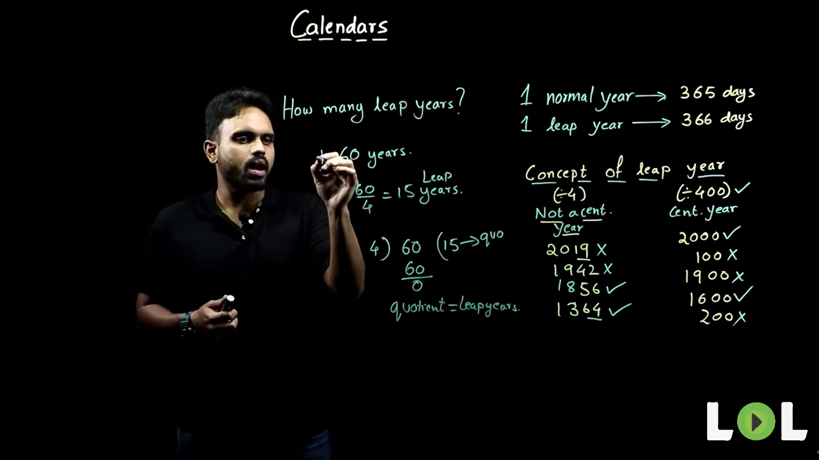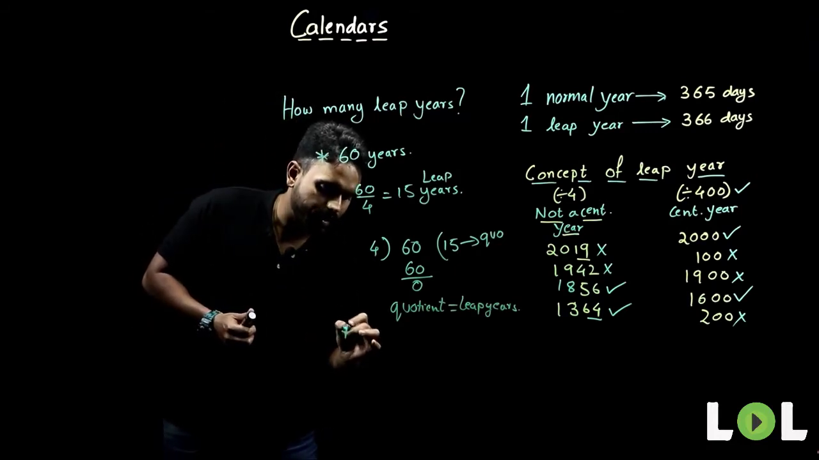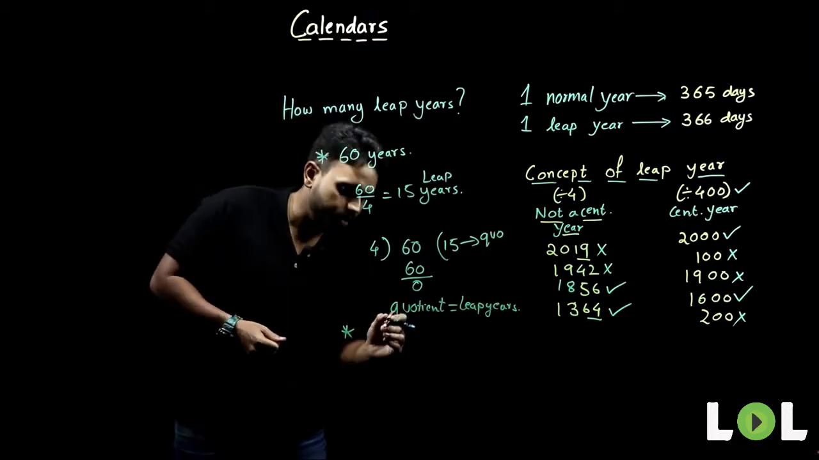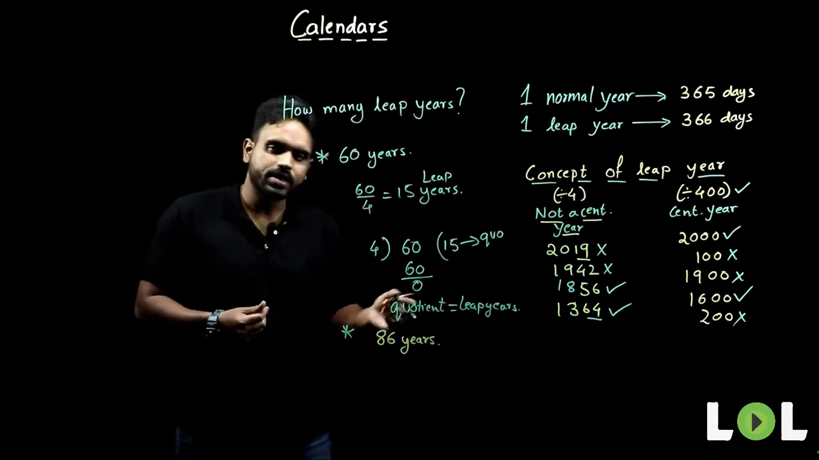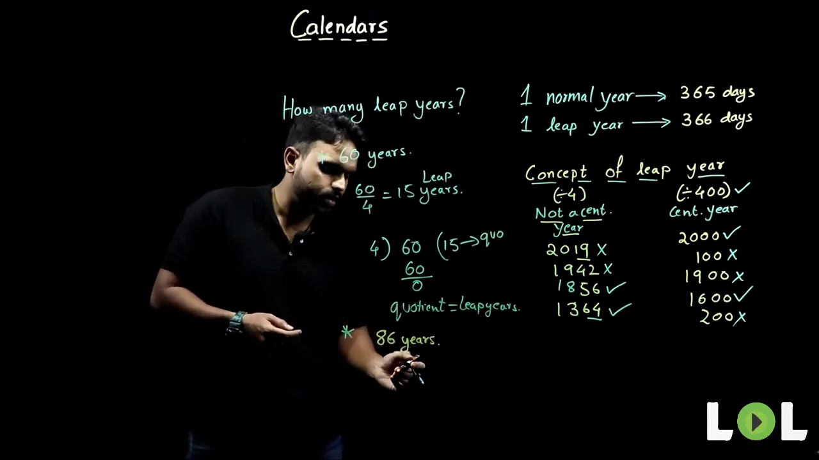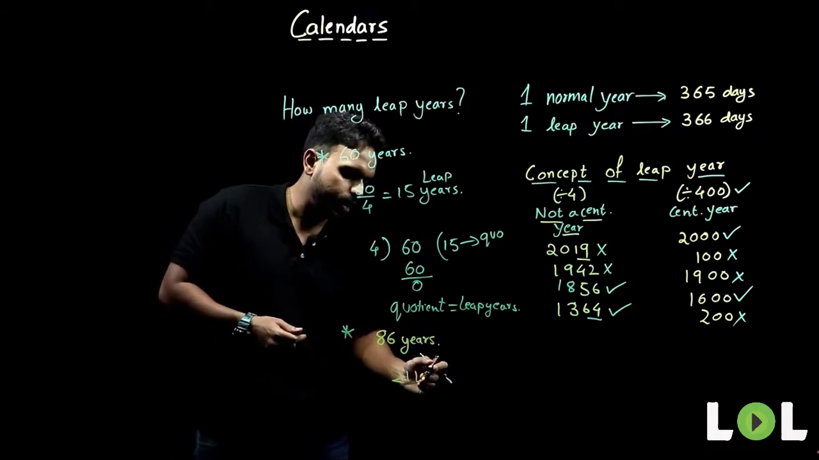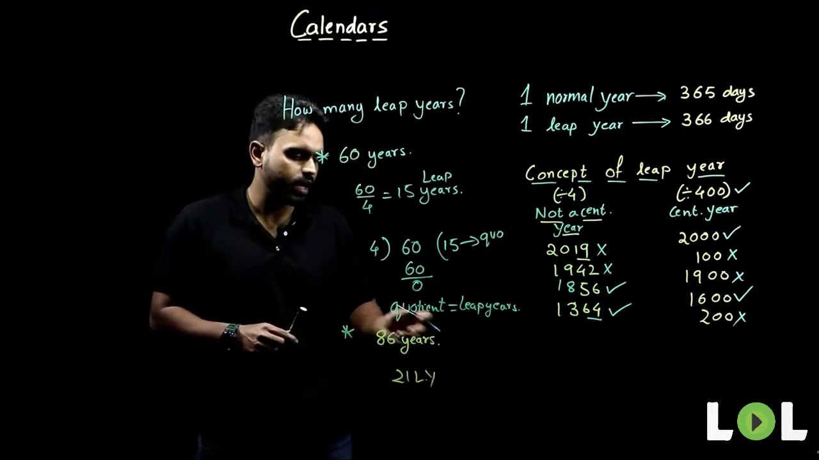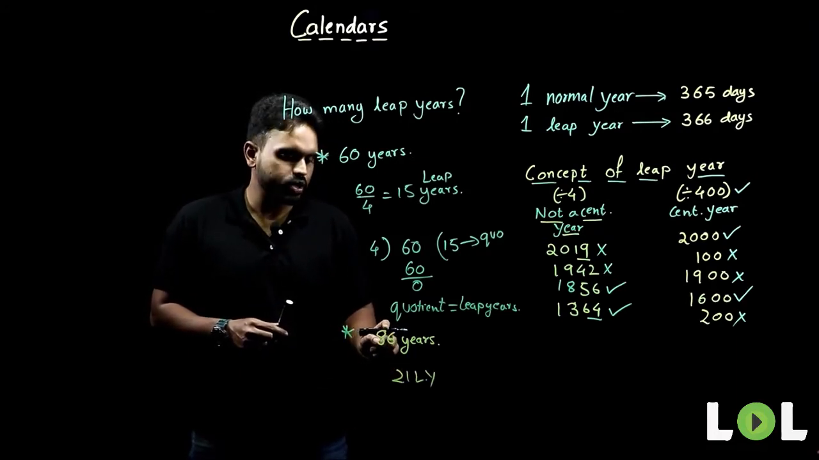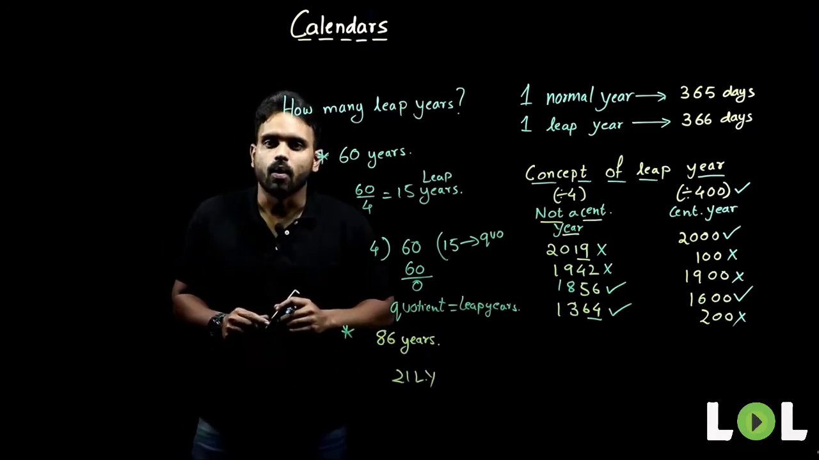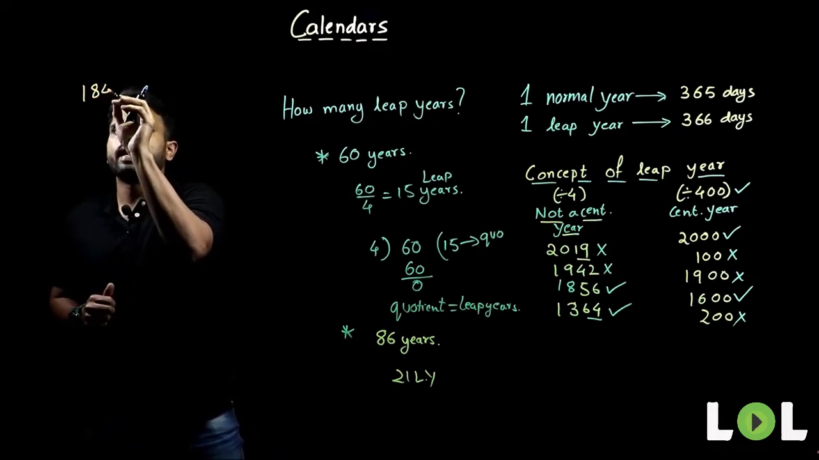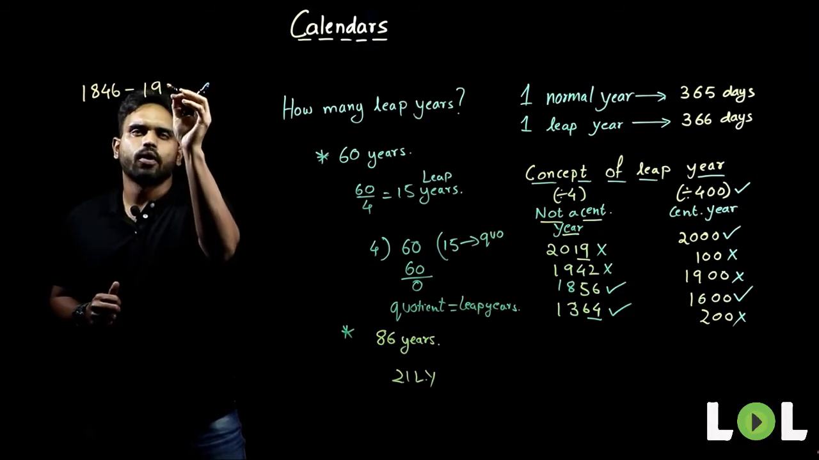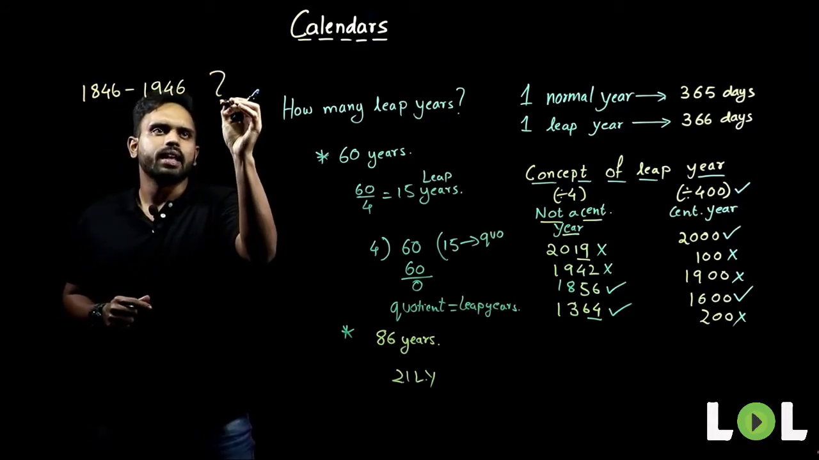I asked you about 60 years. Now if I move a little ahead and I ask you, how many leap years in 86 years? Quickly, I can calculate it as 21. 21 leap years. Yes, how did I arrive at it? 4 twos, I'll reach 8. Another 6 I have here, 1 time. 21 leap years.